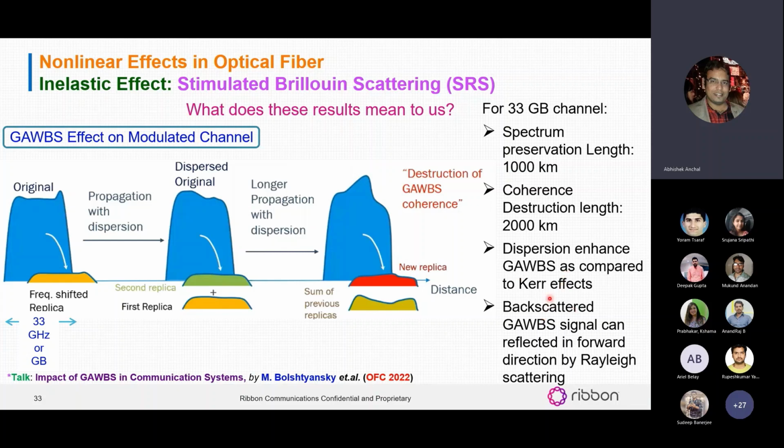The problem is the dispersion. Dispersion here actually enhances the Brillouin effect. In the elastic nonlinear effect, dispersion opposes the other effect, so it's good for us. But here dispersion is worse for us, and since we are not using DCF in the fiber in our transmission system, this means the Brillouin effect can increase more, and so on.